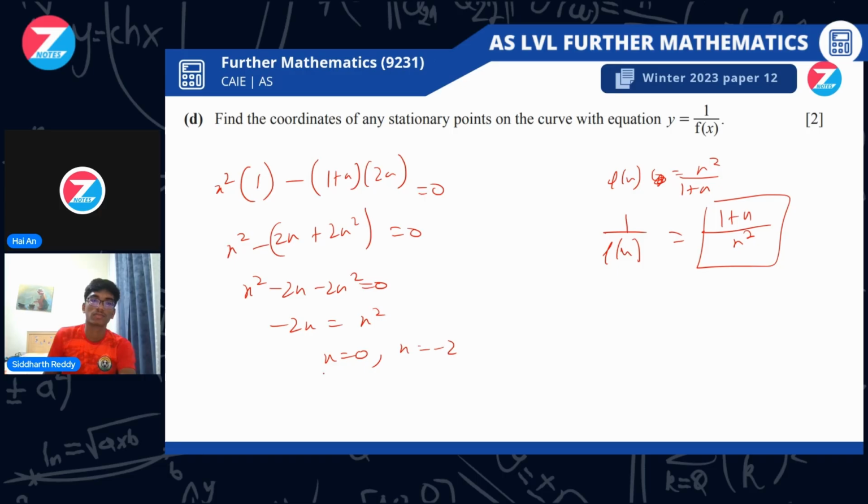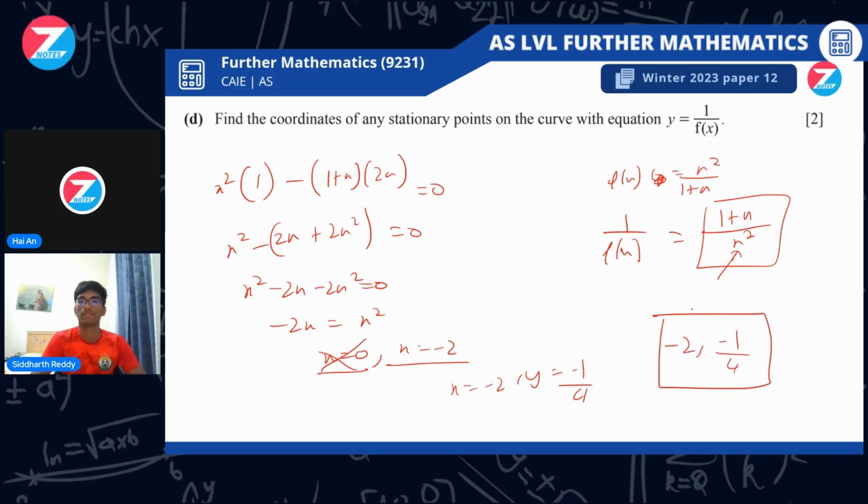So clearly x equals 0 is not an actual stationary point, because if we substitute it over here, the denominator is going to be 0, so that can't be a valid solution. So it's only x is equal to minus 2. And when we put that in the calculator, we get y is equal to minus 1 by 4. So this is the only stationary point. It's going to be minus 2, minus 1 by 4. Okay.